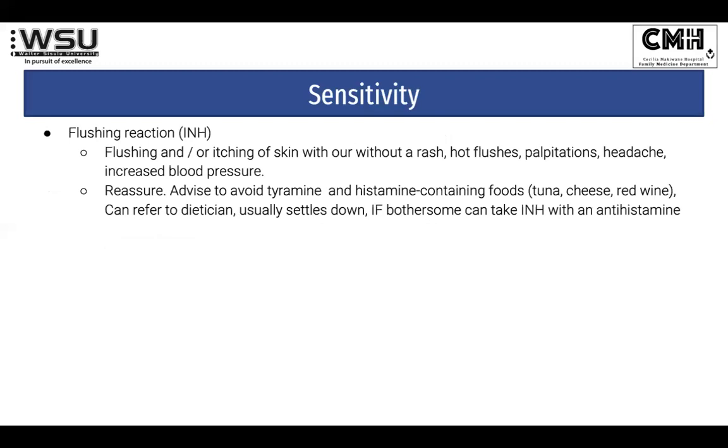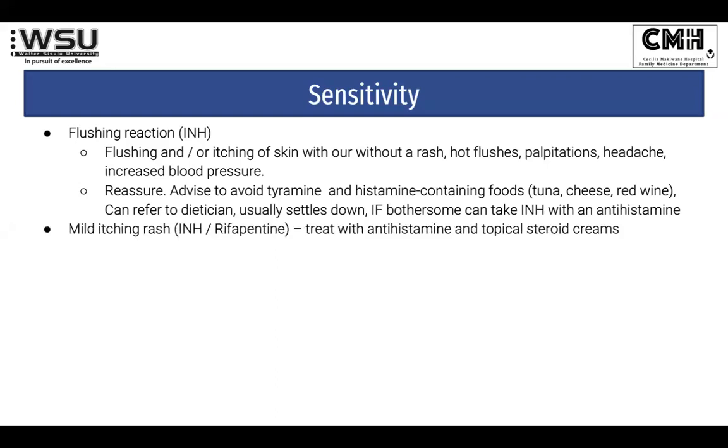And you do get something on INH. I haven't seen this very often. I don't know if patients just don't complain about it, but it's in the books. There's something called the flushing reaction on INH. So this is a bit like getting a hot menopausal flush, a bit of palpitations, a bit of headache, and you might have an increased blood pressure at that moment. And it's not actually dangerous. And it seems to be, maybe our patients are not big cheese eaters and red wine drinkers, because it has something to do with eating tyramine and histamine containing foods in combination with your INH.